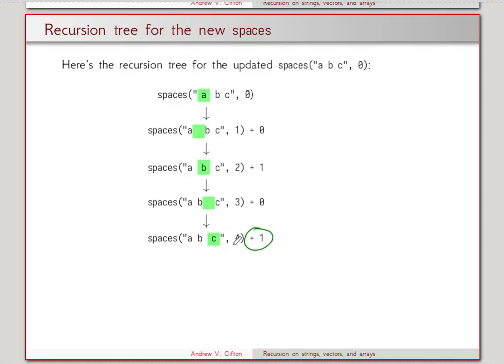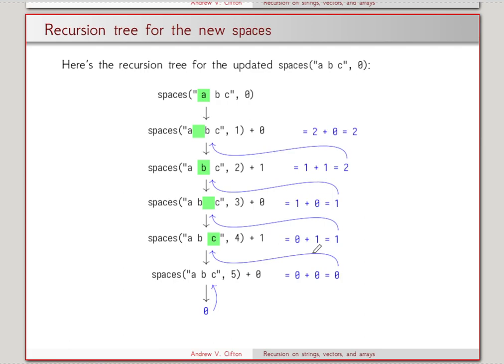Finally, i is 4, so we're looking at c, character number 4. That's not a space, so we're going to add 0. And then remember the length of this string is 5. So when i is equal to 5, that is our base case where we return 0. And then on the way back up, we do the same thing that we did before. We're just going to add in these 0s and 1s until we get our answer up here.